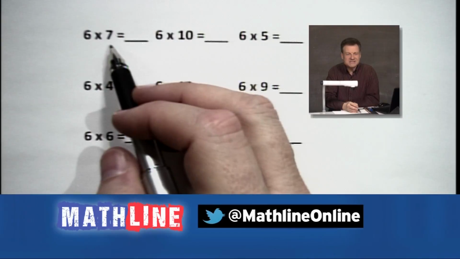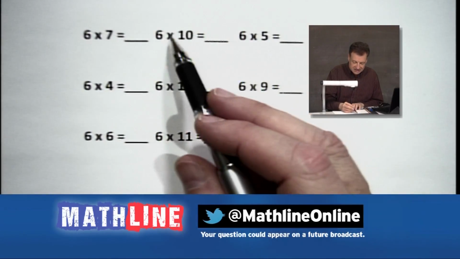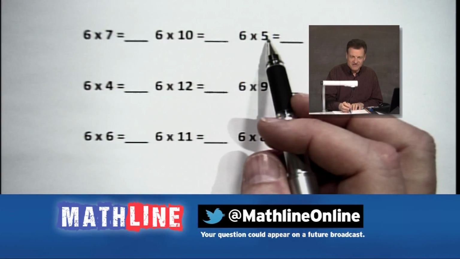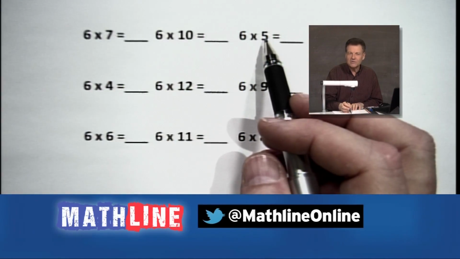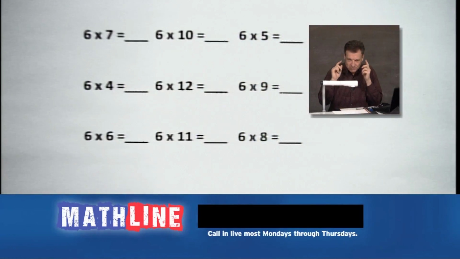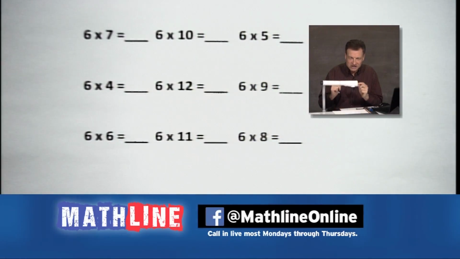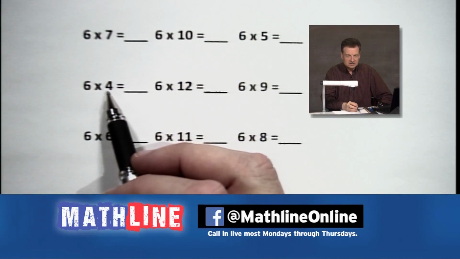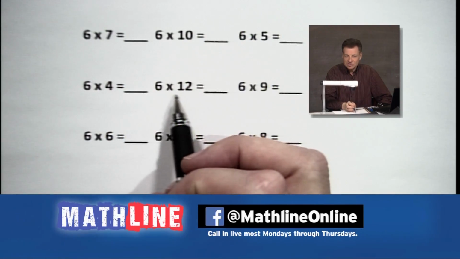How about 6 times 7? First one. 6 times 10. 6 times 5. Some of you are saying, didn't we have that a minute ago? Yeah, you did. You had 5 times 6, didn't you? So see, when we start using that commutative property, there's not as many facts you have to really memorize. 6 times 4. 6 times 12.